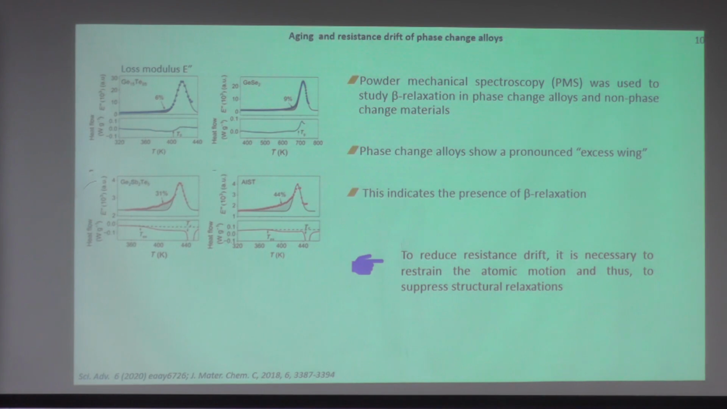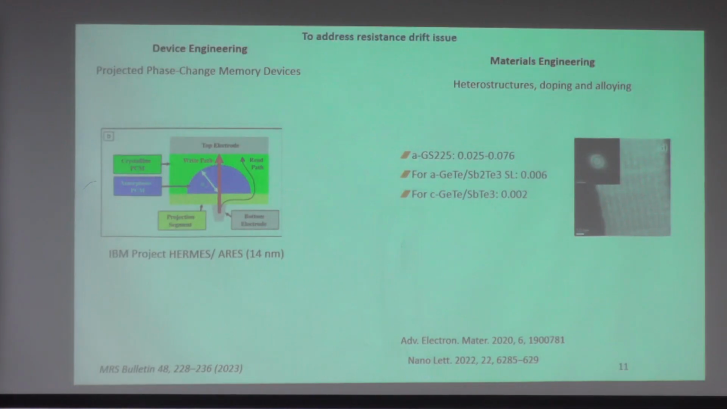And so if you want to reduce resistance drift of your phase change material, you have to restrain atomic motion somehow and suppress structural relaxation. Again, I would like to mention that it's structural relaxation, and judging from the resistance measurements, I would say it goes more in the direction of the supercooled liquid, because the resistance increases instead of decreasing. So now, how to overcome or reduce resistance drift of the materials.